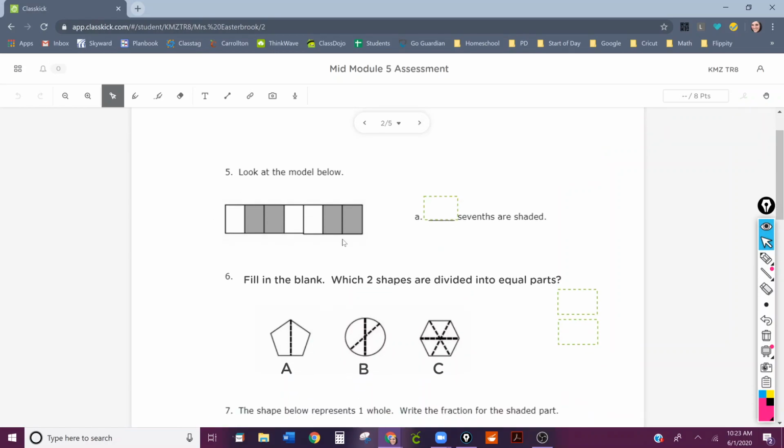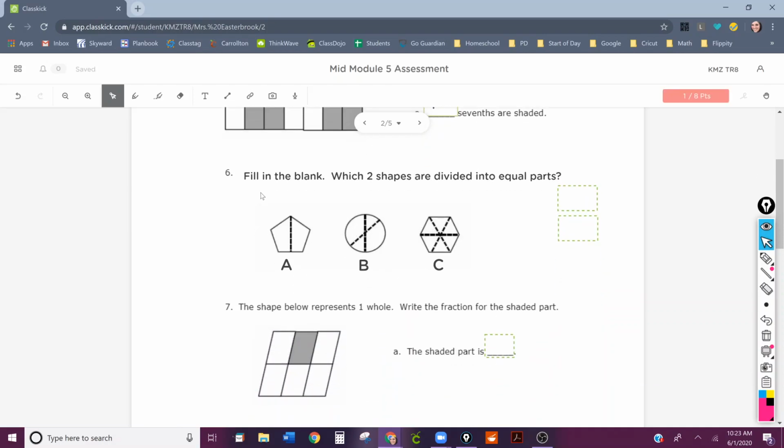Number 5, look at the model below. Blank sevenths are shaded. 1, 2, 3, 4 of those sevenths are shaded. Number 6, fill in the blank. Which 2 shapes are divided into equal parts?